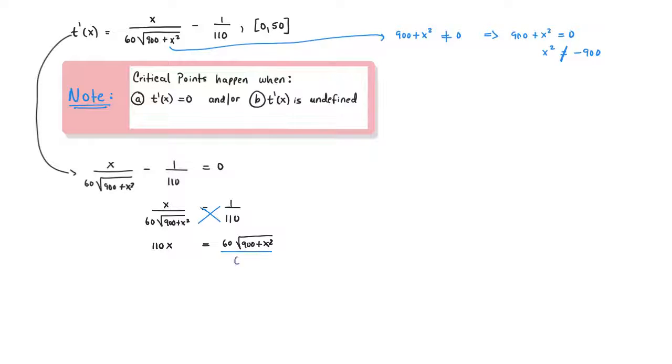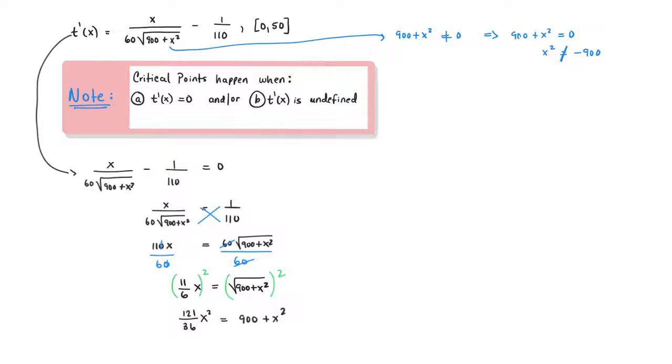Then we can divide both sides by 60. The 60s will cancel here, and then this 0 right here will cancel with that 0. That's going to leave me with 11 over 6 x equals the square root of 900 plus x squared. In order to continue, I'm going to square both sides of the equation. The reason for doing this is because I want to get rid of the radical. That means that we're going to have 121 divided by 36, x squared on the left side. And then on the other side, we're just going to have 900 plus x squared.